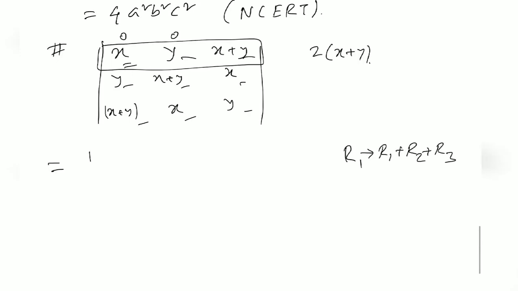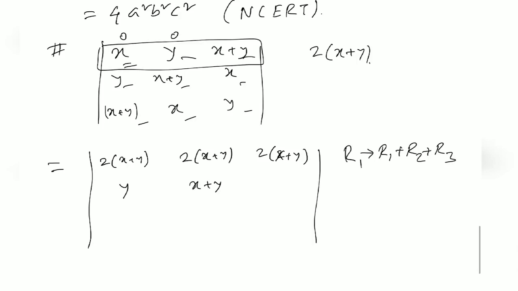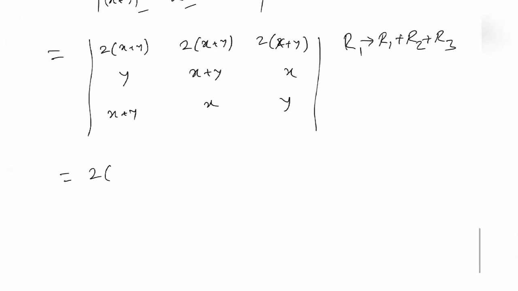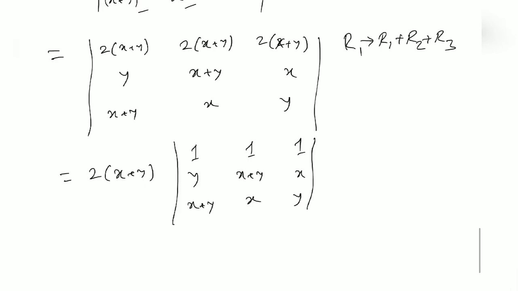So we have R1 changed to R1 plus R2 plus R3. So what I am having is 2 into x plus y, similarly here also 2 into x plus y, and in this case also 2 into x plus y. And I don't have any change in row 3. Now take the 2 into x plus y common out, and you have 1 1 1, y, x plus y, x plus y, x, y.